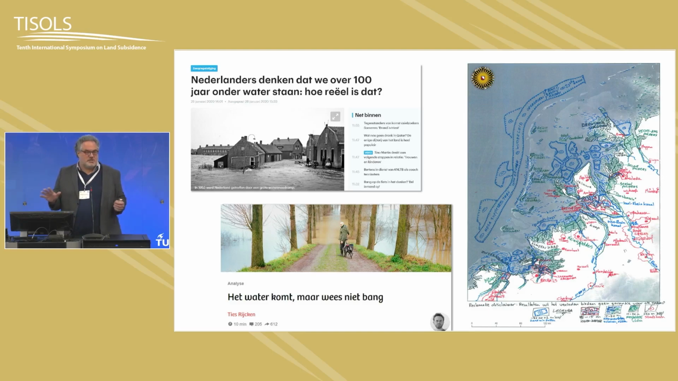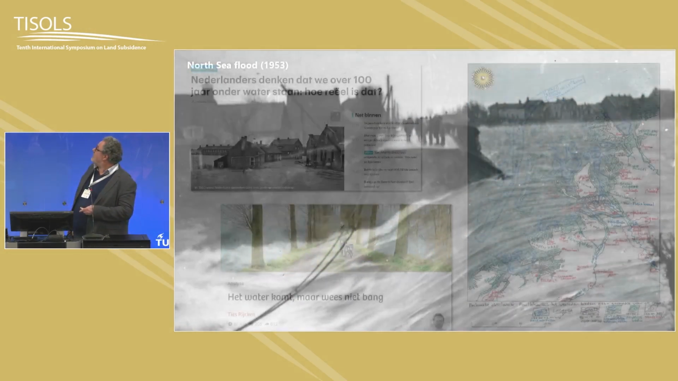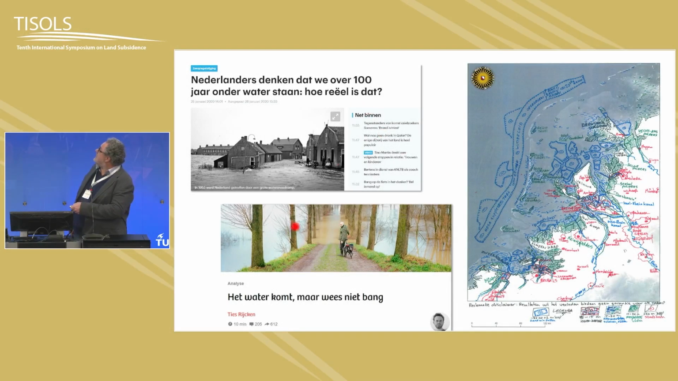It is a scenario exercise for an unspecified moment in the future, because we're starting to consider the possibility that our lowlands might not be maintainable in the long term. We have to start thinking about that. What is very relevant is that in this image here, in Dutch it says, "Dutchmen think that we will be underwater in a century. How realistic is that?" That is what the headline says.